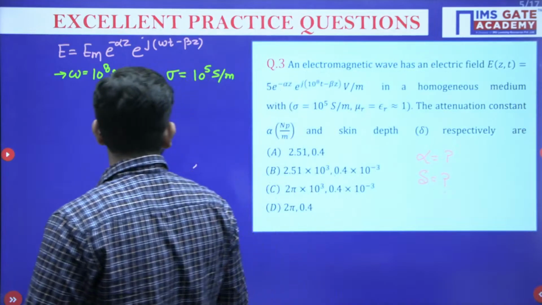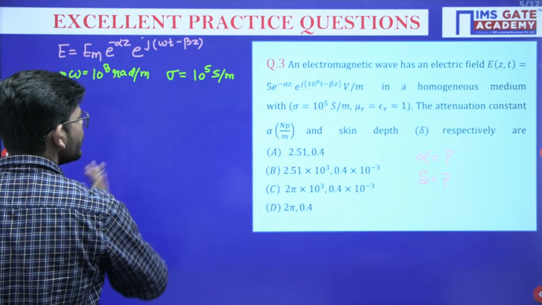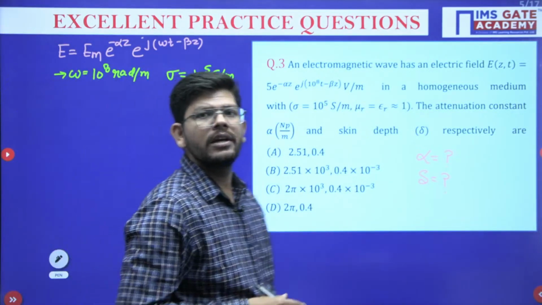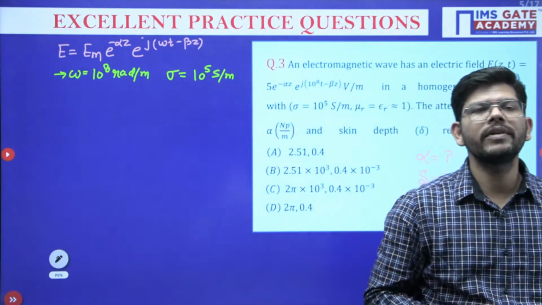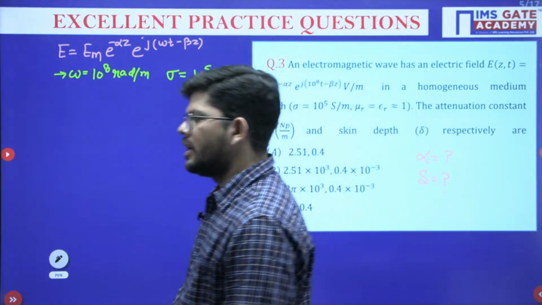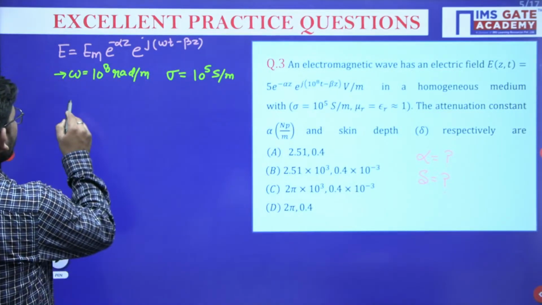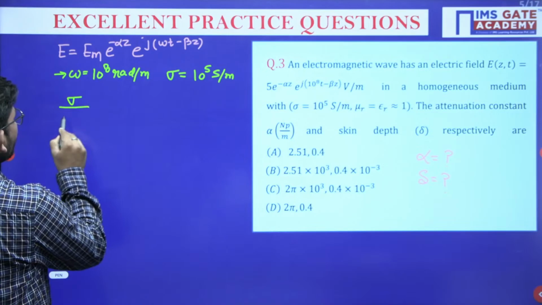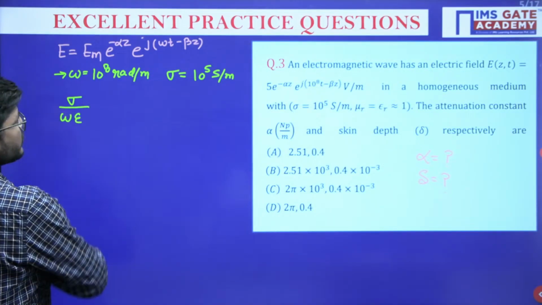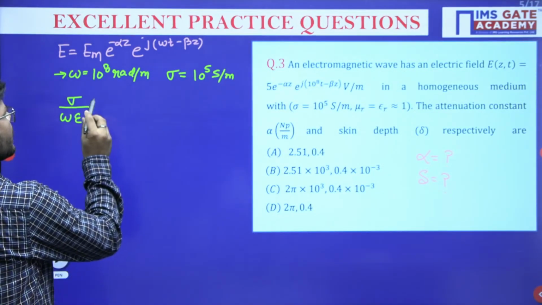Whenever you are in this situation, the medium is given, it is a homogeneous medium, but whether it is a perfect conductor, a good dielectric, or partially conducting, that we don't know. So we have to determine that. For that we need to calculate the ratio of sigma upon omega epsilon. Okay, sigma upon omega epsilon.